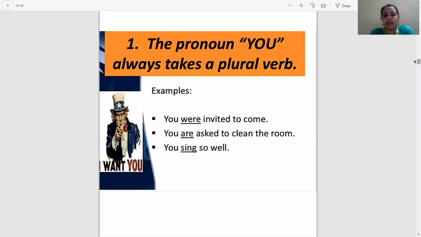Examples: you were invited to come. You are asked to clean the room. You sing so well. Look at the verbs used. Some are auxiliary verbs and some are main verbs. Auxiliary verbs: was is singular, are and were are plurals. The next one.